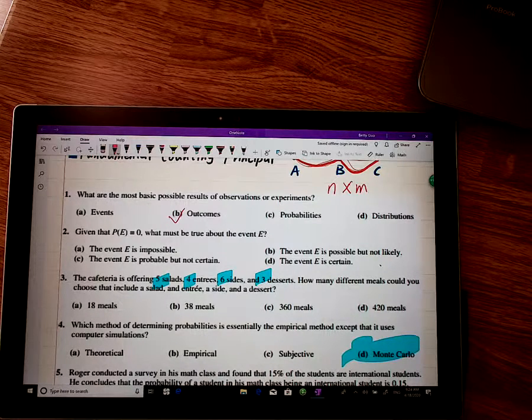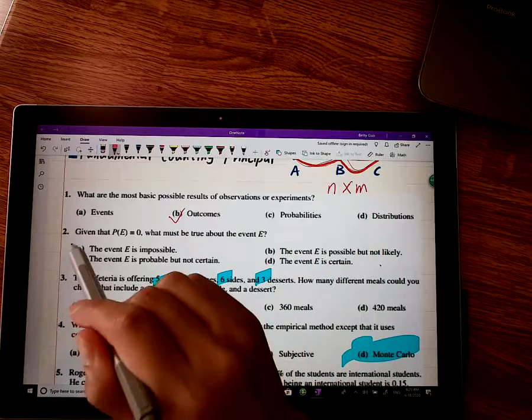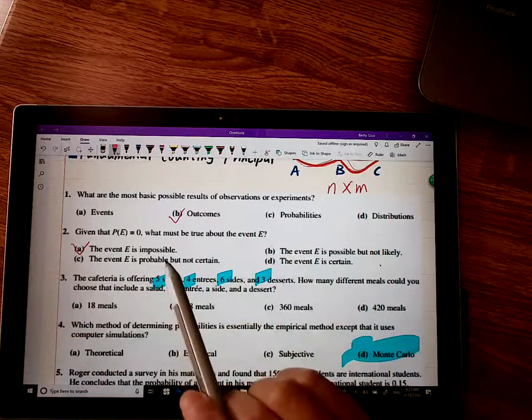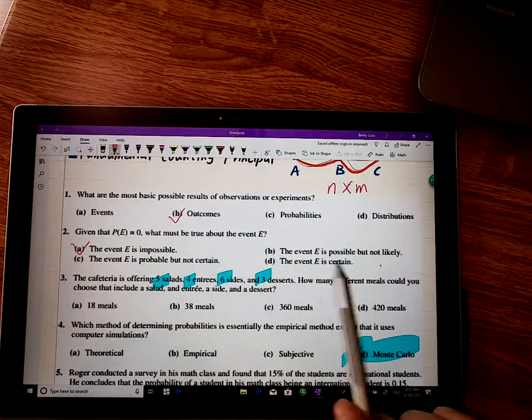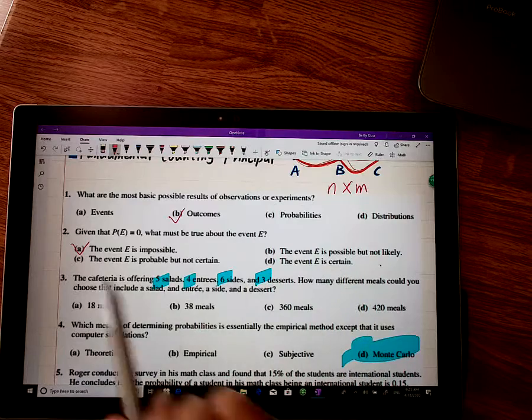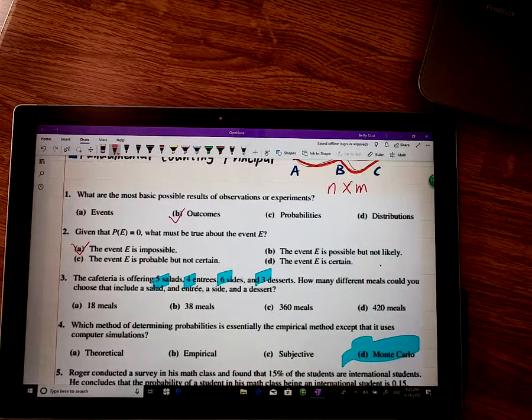Number 2, given P of E equals 0, what must be true about the event E? The probability of the event is 0. That means it's not possible to occur, right? Not possible to occur means impossible. We should choose A.